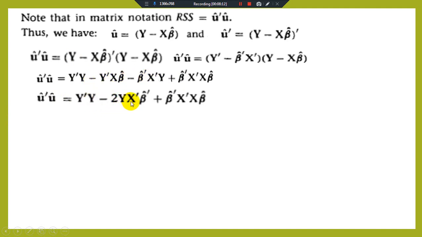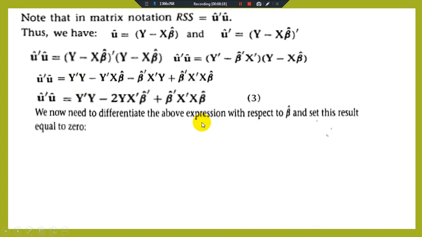Okay, now more simplification. We get minus 2y x prime beta hat prime, and these are the same. Now we need to differentiate the above expression with respect to beta hat and set this result equal to 0. So this means from this equation we are taking the partial derivative with respect to beta hat prime and setting the outcome equal to 0. So here we have the partial derivative of this equation with respect to beta hat prime, and we get this.